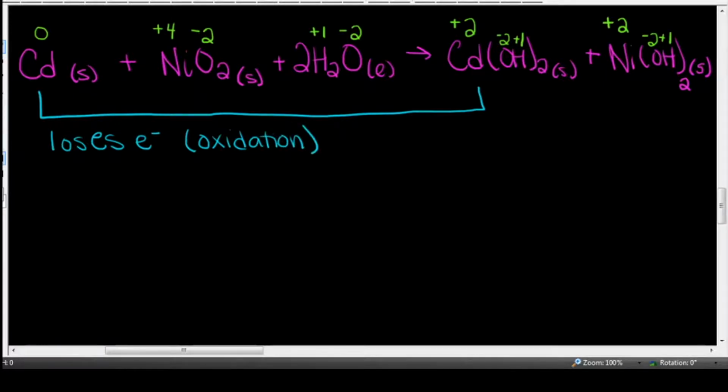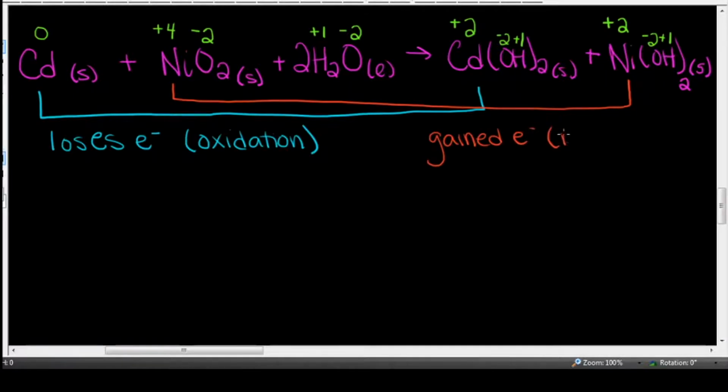And then I think I used red. My nickel is going from a +4 to a +2. So there's one of those examples of where your charges or your oxidation number is changing but not going to 0. So if we're going from a +4 to a +2, that means it must have gained electrons. And that is reduction.